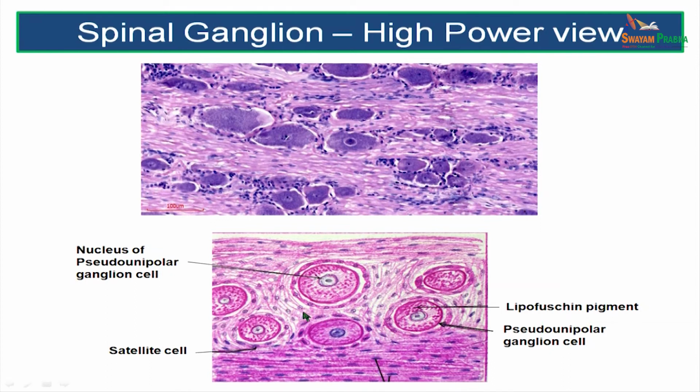Let us look at this illustration below. So, you can see a large ganglion cell of a pseudo-unipolar ganglion with a centrally placed nucleus and a well developed, nicely seen layer of satellite cells forming a capsule around the ganglion cell. Between the ganglion cells, you will get many nerve fibers.